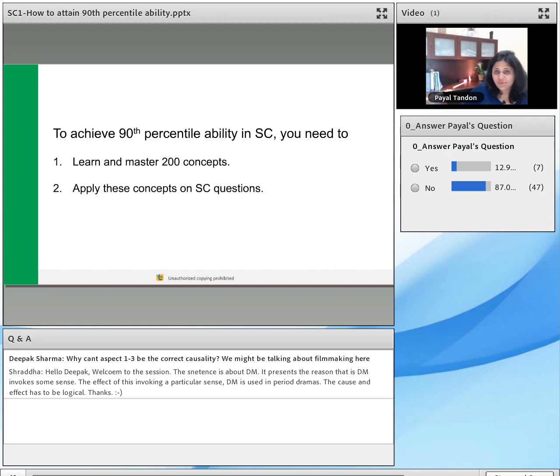That's what you would need to do in order to do sentence correction. Sentence correction is the one section that has the maximum number of concepts, followed by critical reasoning, and reading comprehension barely has any concepts.